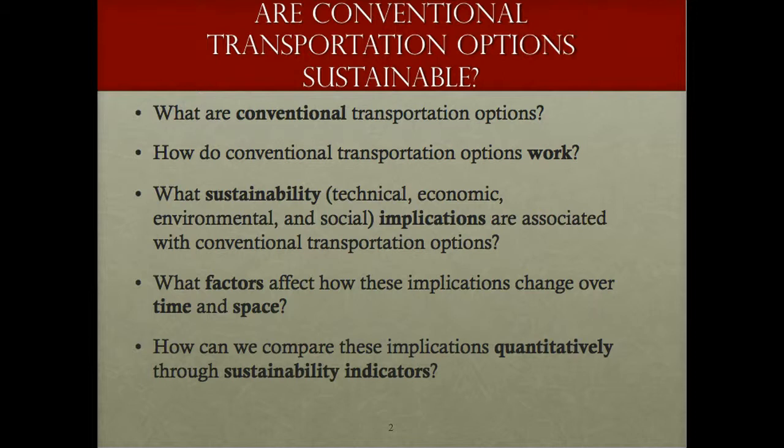What are conventional transportation options? How do conventional transportation options work? What sustainability implications are associated with conventional transportation options? What factors affect how these implications change over time and space? And how can we compare these implications quantitatively through sustainability indicators?